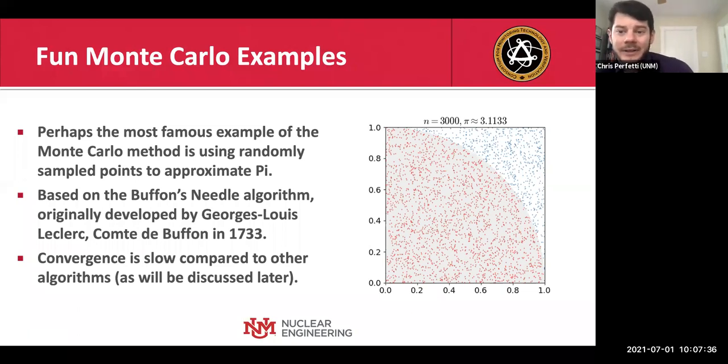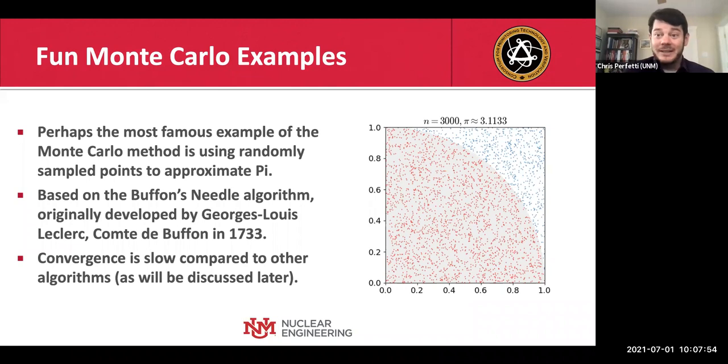So what you can do is you can use Monte Carlo to randomly sample points within that box and see, okay, is the point inside of the circle or is it outside of it? The ratio of that number of points is the ratio of the area of the two, which allows you to calculate pi. So it's a historical method for calculating pi.